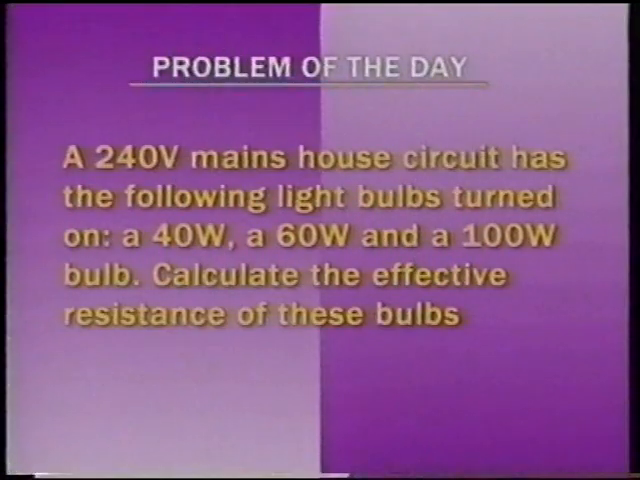A 240-volt mains house circuit has the following light bulbs turned on: a 40-watt, a 60-watt, and a 100-watt bulb. Calculate the effective resistance of these bulbs. And that, viewers, is the problem of the day.